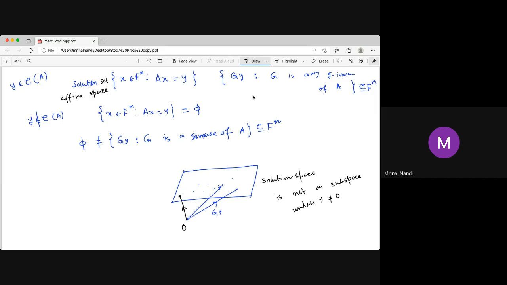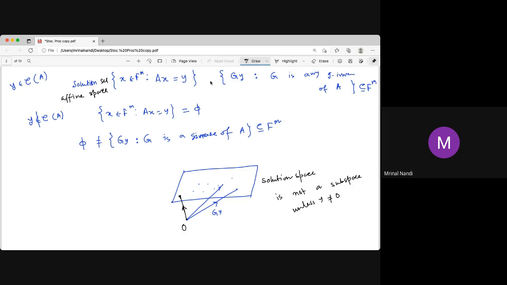And the other way, it may so happen that if y equals 0, then the collection of all Gy is just a singleton 0 set, containing just 0. But the left-hand side set, the x such that Ax equals y, may not be only 0. There are infinitely many solutions. So there is no question of equality in any case.